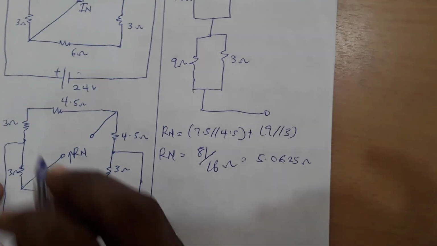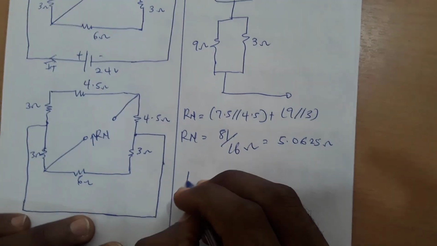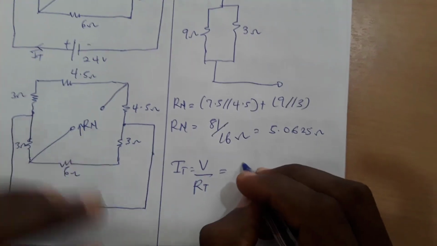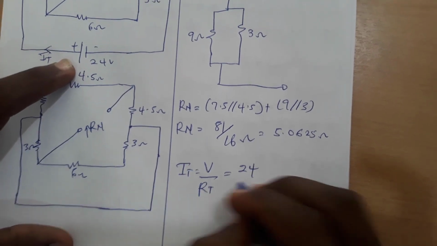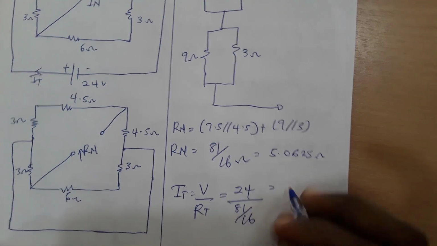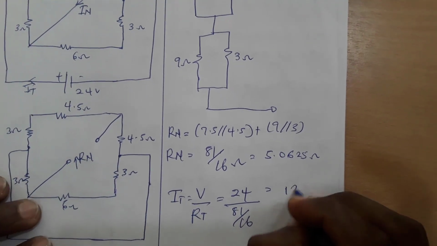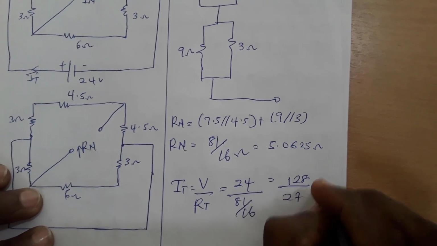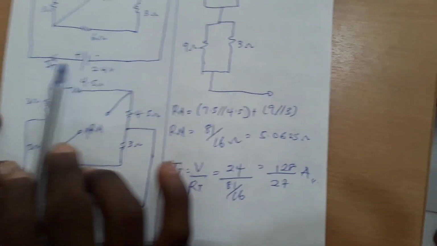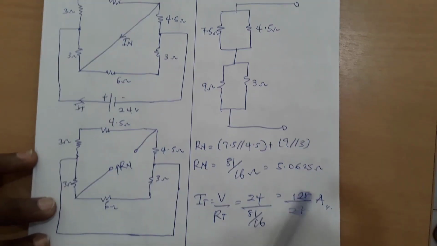So now from here we can find the total current flowing from this source. So IT will be equal to the voltage over the total resistance. We have our voltage to be 24 and the total resistance to be 81 out of 16. So our total current will be 128 out of 27 amperes. So now we know that the current coming to this junction is 128 out of 27 amperes.